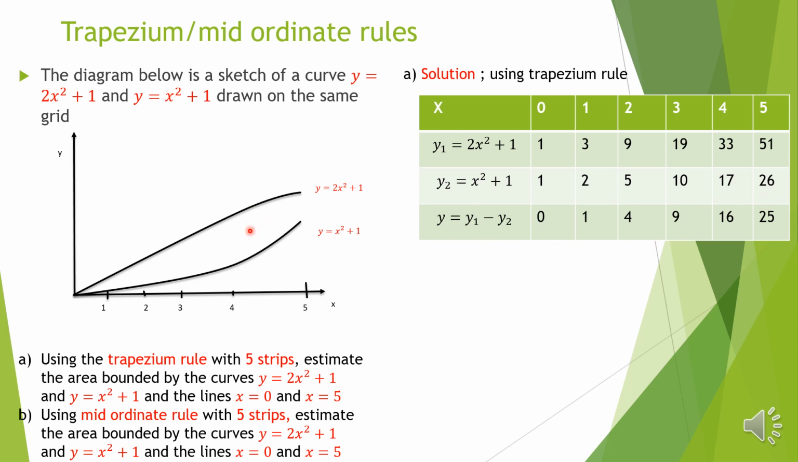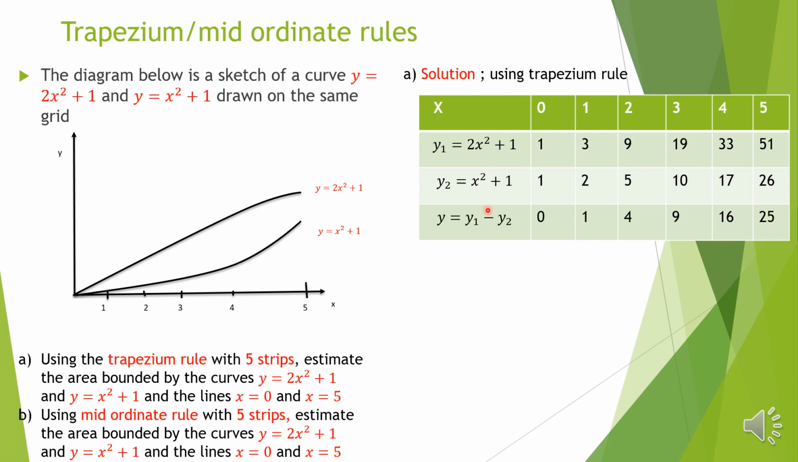Now, because we're interested in the area that is in between the two curves, to get the height of each strip we are going to separate the two. We are going to subtract y2 from y1 to get the difference, and that difference is going to be the heights that we require. For this case, 1 minus 1 will be 0, 3 minus 2 will be 1, then 9 minus 5 is 4, 19 minus 10 is 9, 33 minus 17 is 16, and lastly 51 minus 26 is 25.